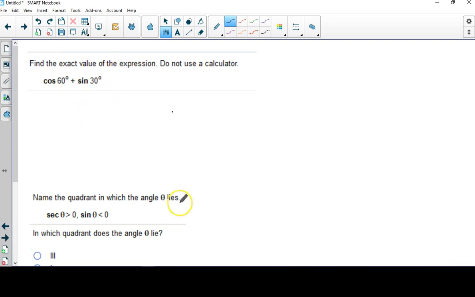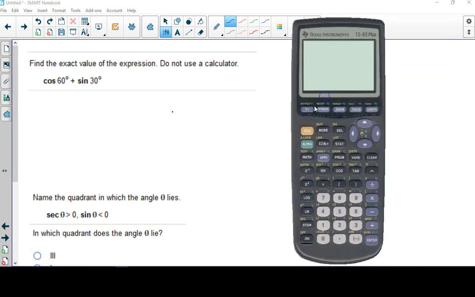Well, you can plug this into your calculator, but you're not going to get a nice number. Now, if you want to plug in degrees, you have two options. You can say mode, scoot down to radian, and scoot that guy over so Blinky's on degree and hit enter.